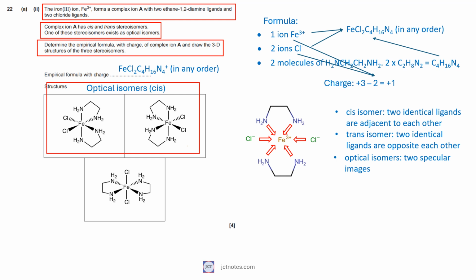Whatever structure you draw, make sure that first, in the cis isomer, the 2 identical ligands are adjacent to each other, and draw one of them as the mirror image of the other, generating optical isomers. Second, in the trans isomer you have the 2 identical ligands opposite each other. In this case, there is no mirror image.